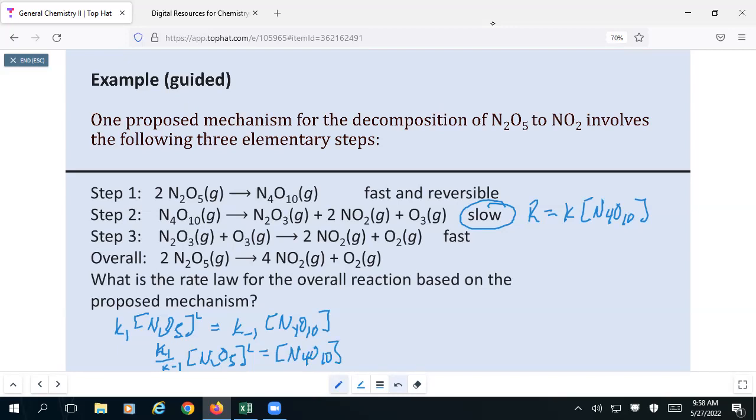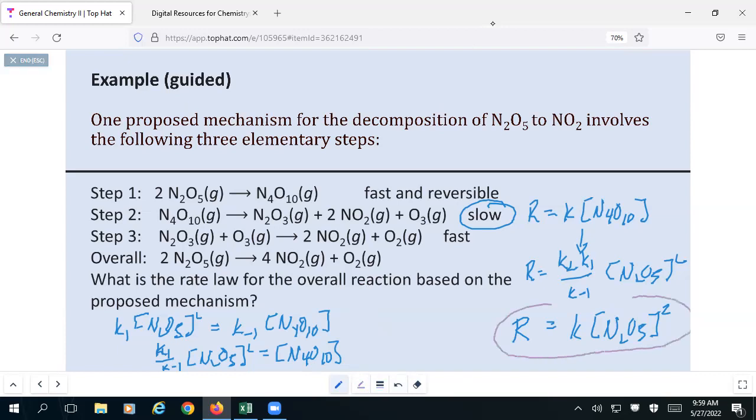So substituting that in, R is equal to K2 times K1 over K opposite 1 times N2O5 squared. Remember, this combination of K's would come off as a single rate constant. So that would be the actual rate law, second order in dinitrogen pentoxide.